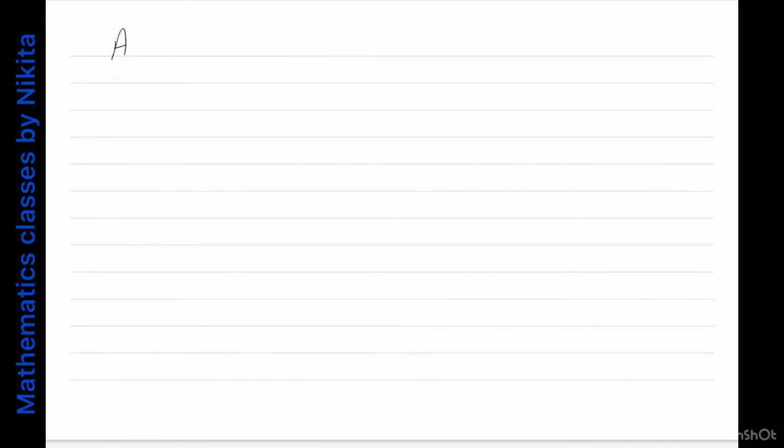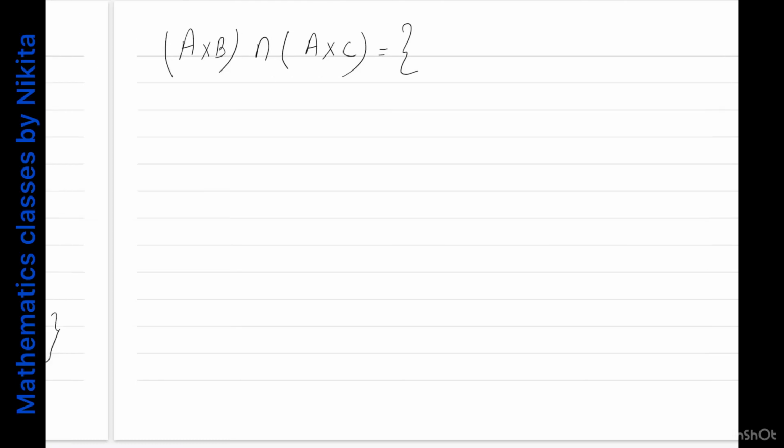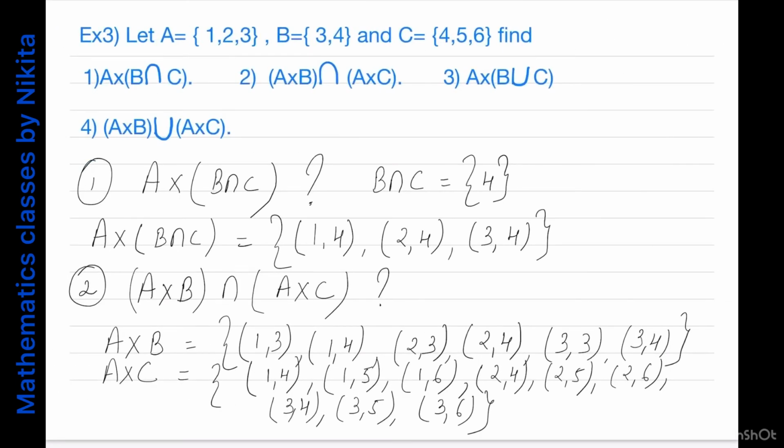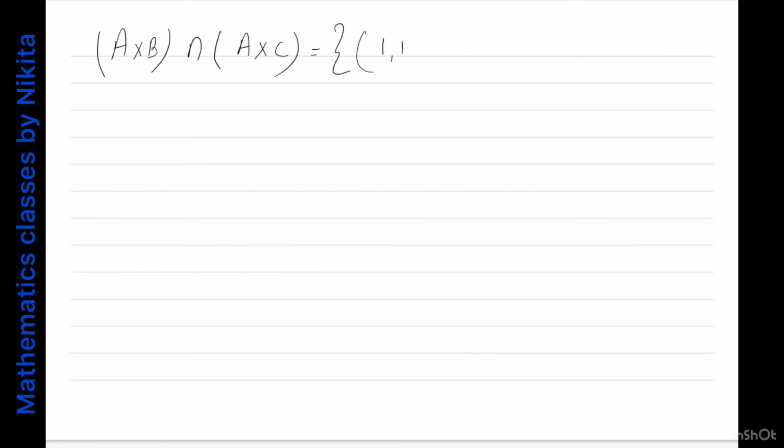So A cross B intersection with A cross C. You have to find the common elements. 1 comma 3, is it there? It is not there. 1 comma 4? Yes, so I'll write 1 comma 4. Then 2 comma 3? Not there. 2 comma 4? It is there. Then 3 comma 3? No. 3 comma 4? Yes. So only 3 elements are common: 1 comma 4, 2 comma 4 and 3 comma 4. So this is their intersection.